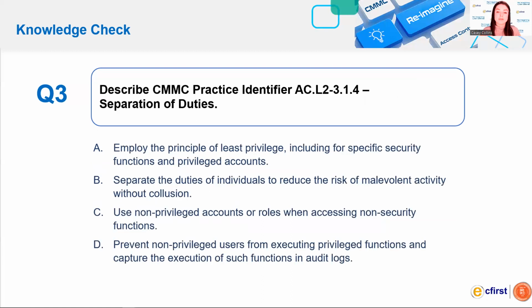Question 3, describe CMMC practice identifier AC.L2-3.1.4, separation of duties. And our answer for question 3 is B, separate the duties of individuals to reduce the risk of malevolent activity without collusion.